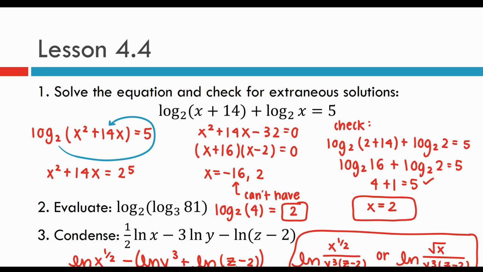Subtraction means division. So whatever is first, which is that x to the 1/2 power, that is going to go in the numerator. Whatever is then being subtracted is going to go in the denominator. Notice that what I have in parentheses is being added. Addition means multiplication. So notice that in my denominator, those arguments were being multiplied.